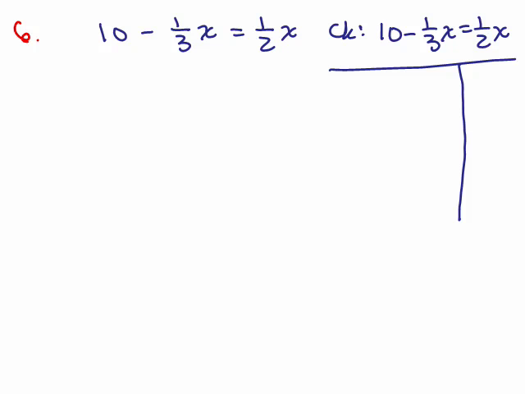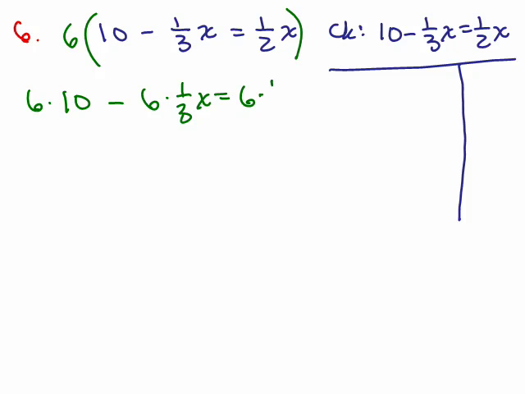Number 6. Got 10 minus 1/3 x equals 1/2 x. All right, we have fractions here. So the easiest thing to do is multiply both sides of the equation by the least common denominator. Well, there's 2 fractions, a 3 and a 2 are the denominators, so 6 is the least common denominator. So I'm going to multiply 6 times each term on both sides. So I have 6 times 10 minus 6 times 1/3 x equals 6 times 1/2 x.